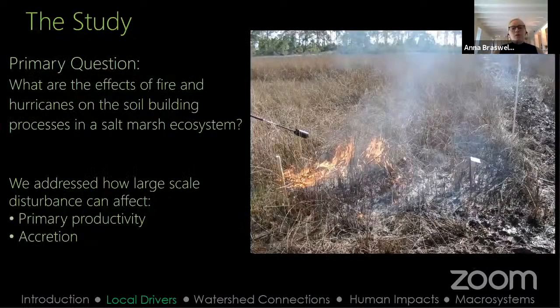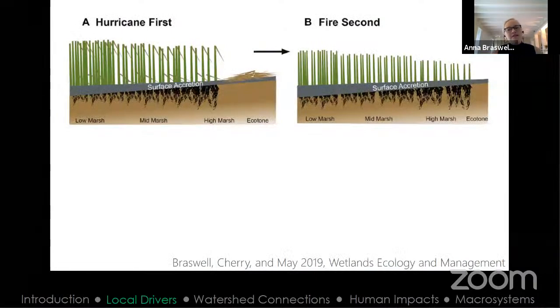So our primary question was, what are the effects of fire and hurricane on the soil building processes in these salt marsh ecosystems? And the things that we were interested in is how it affects the primary productivity, but also how it affects the accretion of the system. And what I mean by accretion is that sediment that builds up on top of the marsh surface. So thinking about really the 2 main drivers of our soil elevation in the system. And we came up with some hypotheses that led to some path-dependent predictions that we might have.